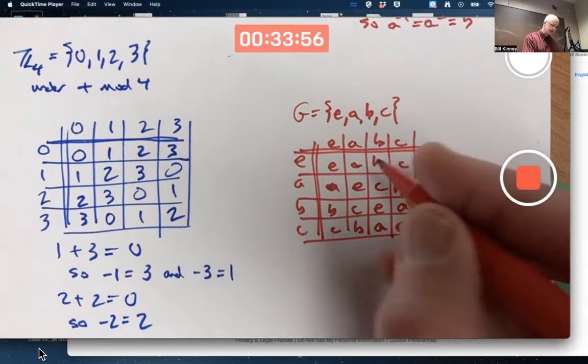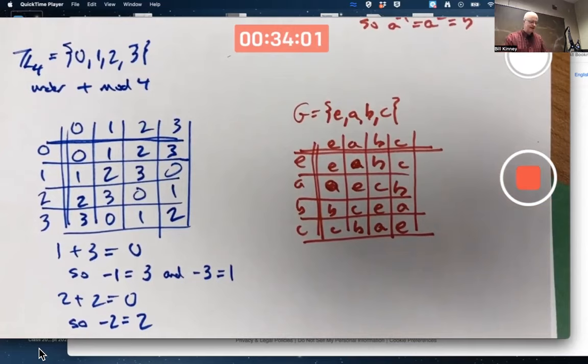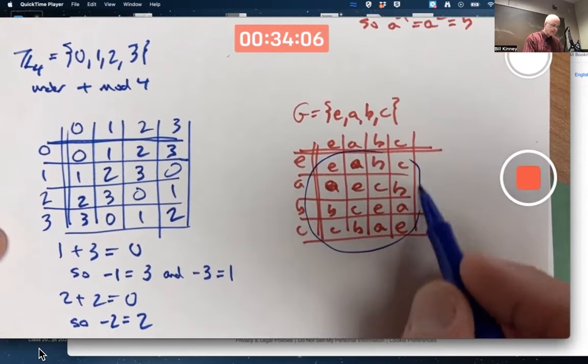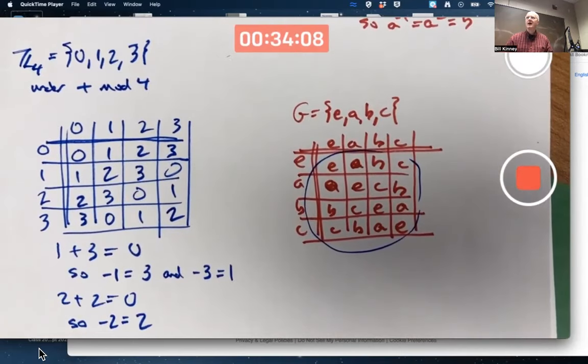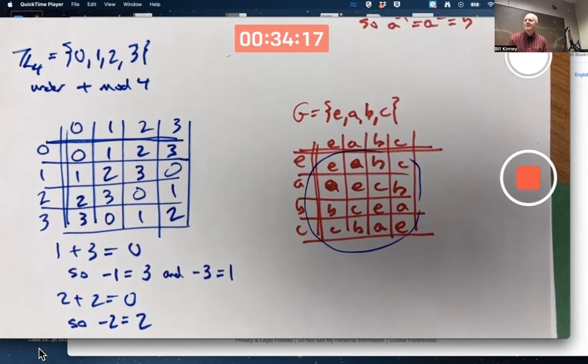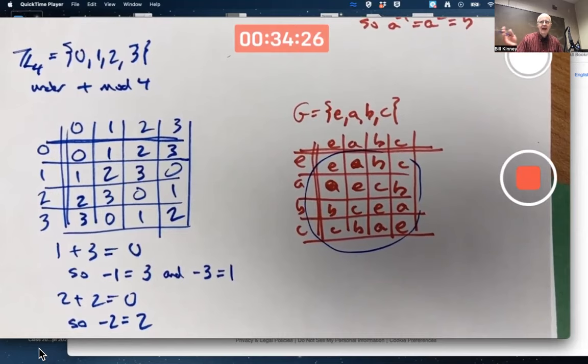Notice when I do this, in the main body of the table where the answers are, in every row and in every column, each letter occurs just once. Kind of like Sudoku, I guess, with letters, a smaller table. They occur just once. That has to happen if it's going to satisfy the properties of a group.